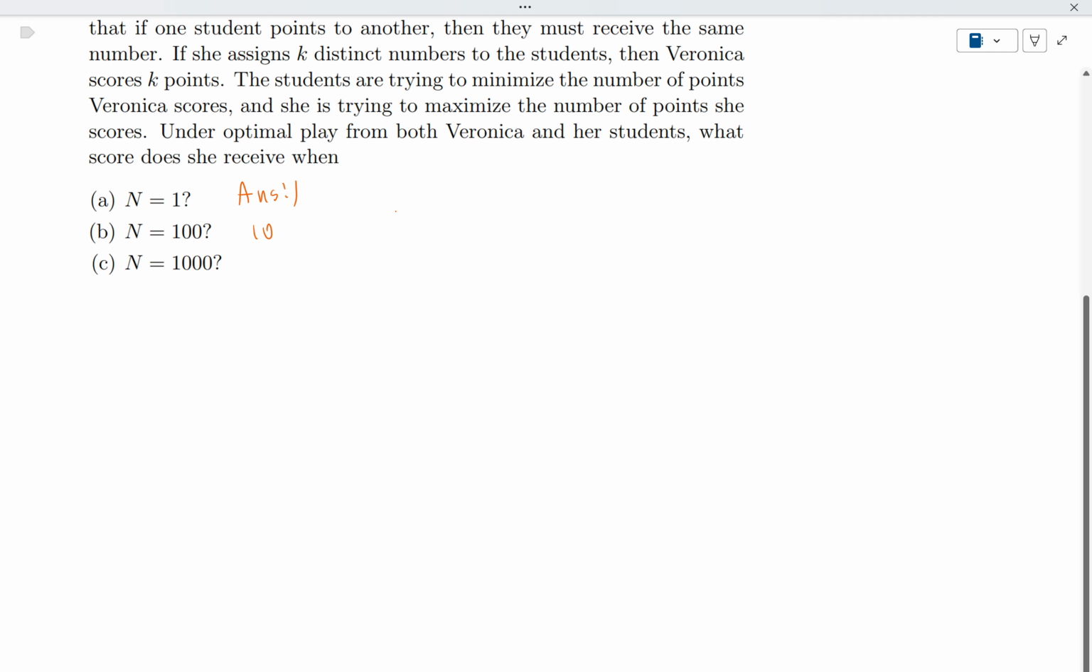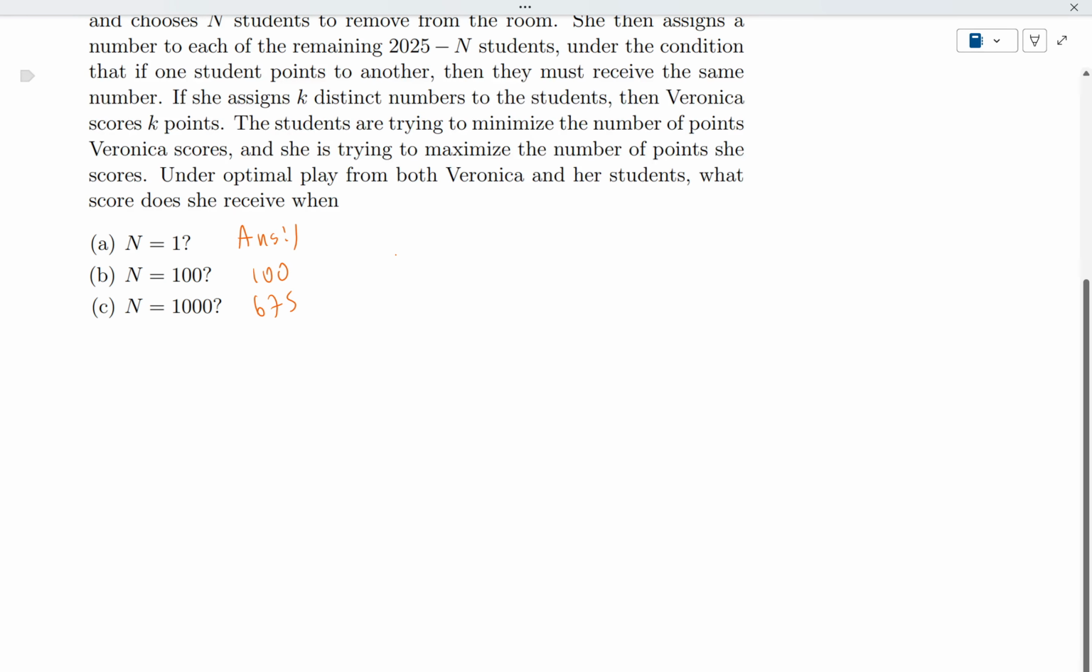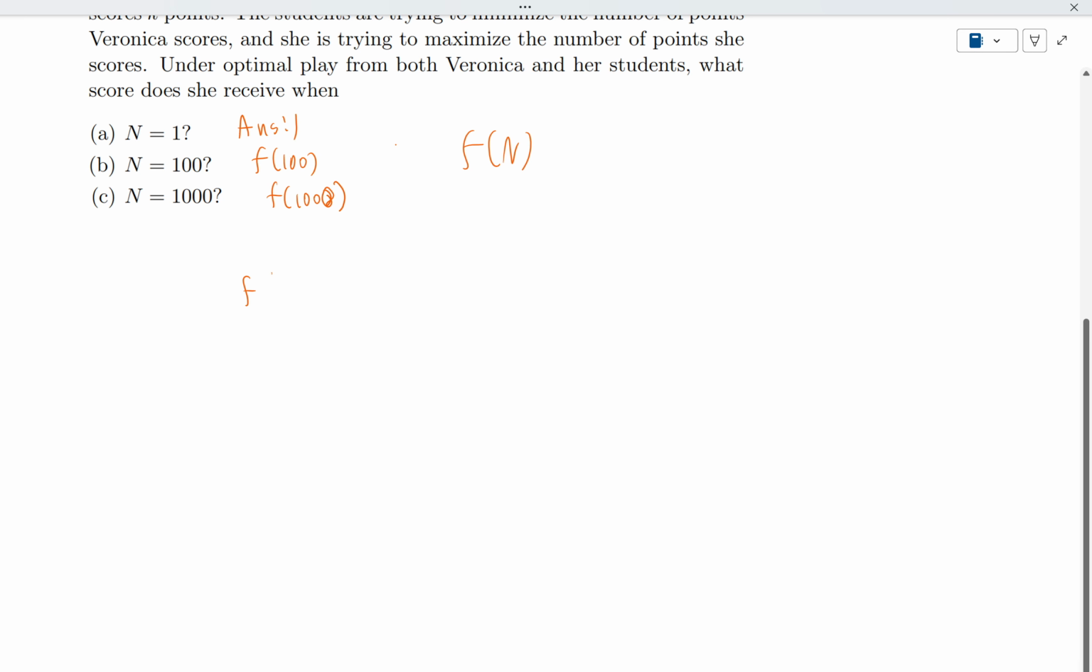Now for part B, the answer is 100, and for part C, the answer is 675. It might not be clear why the answer is not 1,000, so I'll prove to you why the answer is 675. Let f(n) be the maximum number of points that Veronica can get. So we're looking for f(100) and f(1000) here. Now we'll prove by induction that f(n) is at least n for n less than or equal to 675.